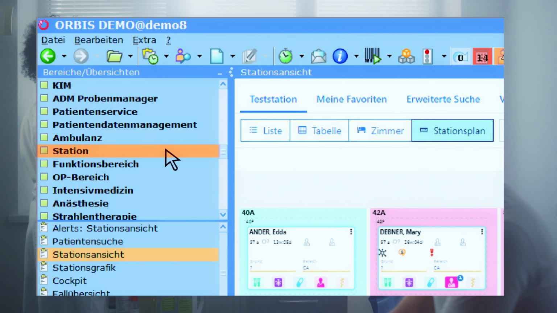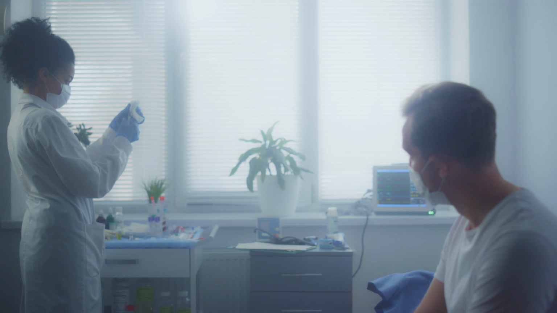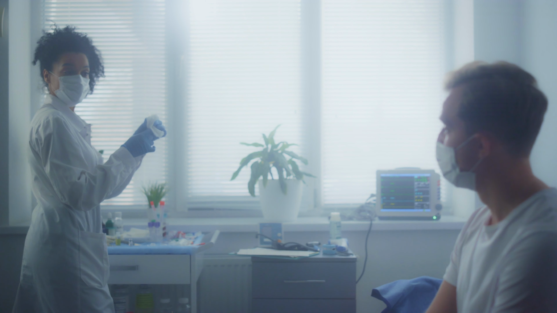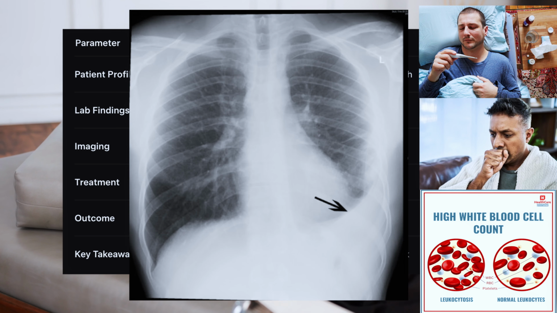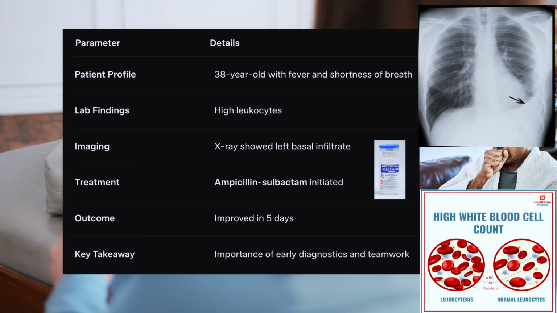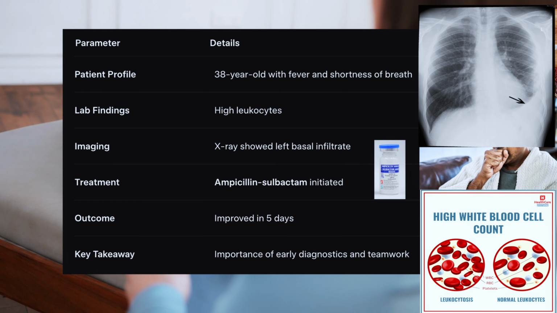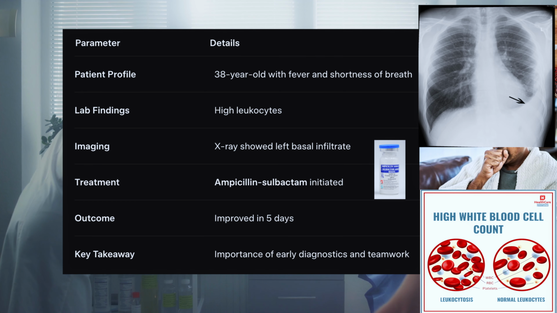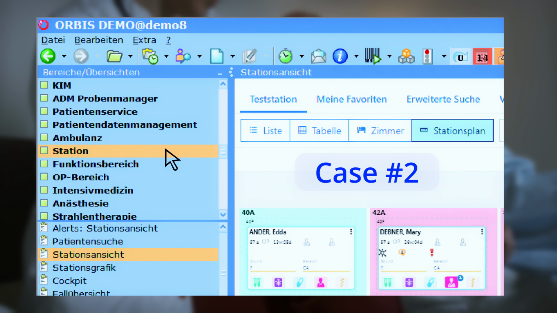Now let's open our trusted friend Orbis and see a medical case. 38 years old with fever, shortness of breath, lab tests showed high leukocytes, and the X-ray revealed a left basal infiltrate. We started with ampicillin sulbactam and he improved in 5 days. This shows the importance of early diagnostics and teamwork.